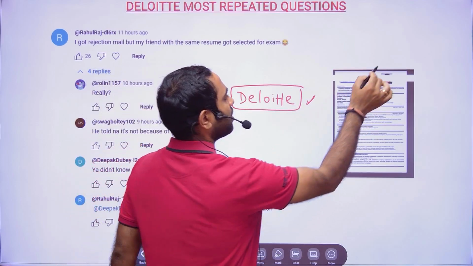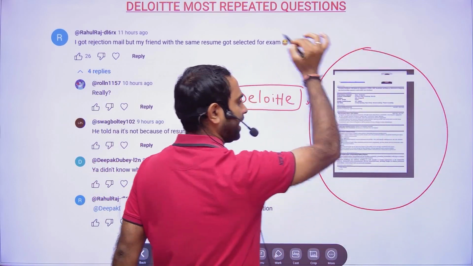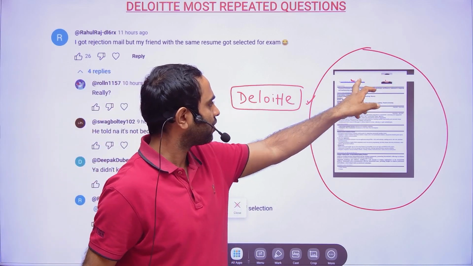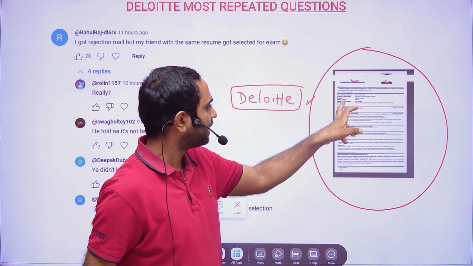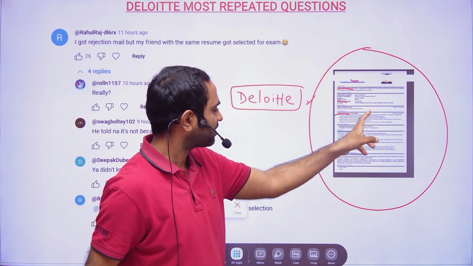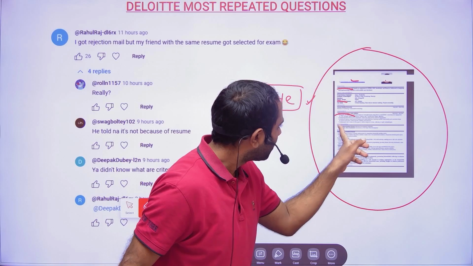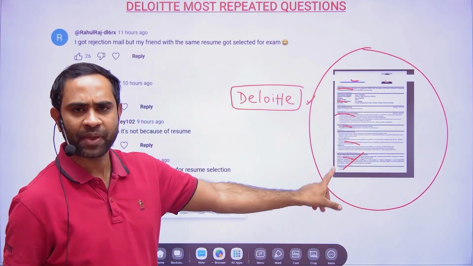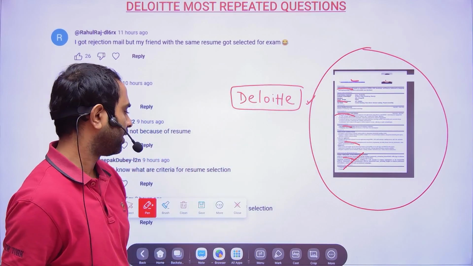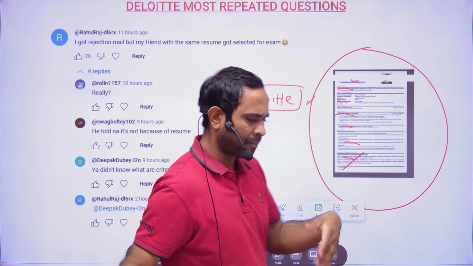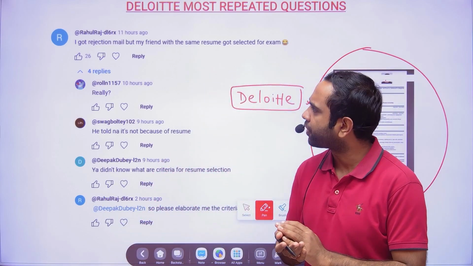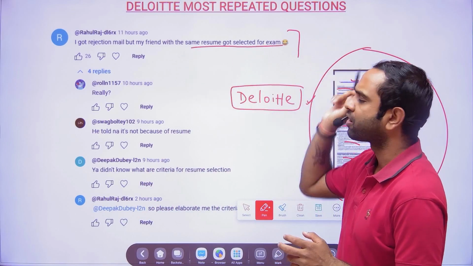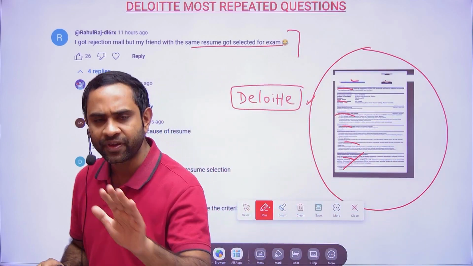Second thing, whatever we explained, that this is a resume format: photo, then your contact details, email ID, LinkedIn, and then your education, things like that, and all other things I explained to you. And the same resume got selected in Deloitte as well. But for some of you, or maybe many of you, the resume did not get selected. I got a rejection mail, but my friend with the same resume got selected for the exam. So it is very clear.